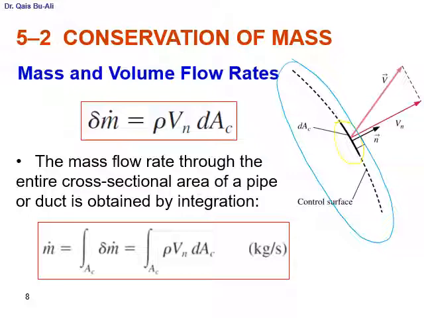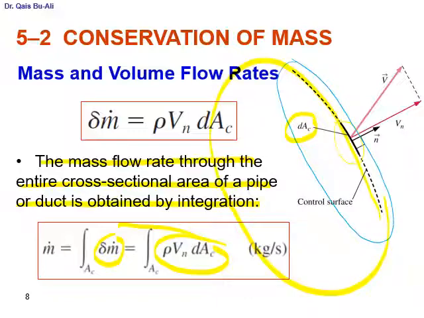In this case, the mass flow rate through the entire cross-sectional area of the pipe or duct is obtained by integration. So I can take whatever I've got before, and I can integrate it. If I want the whole mass crossing the area, not just the differential area, then I will just integrate over the whole area. Suppose this is the whole area, something like this.